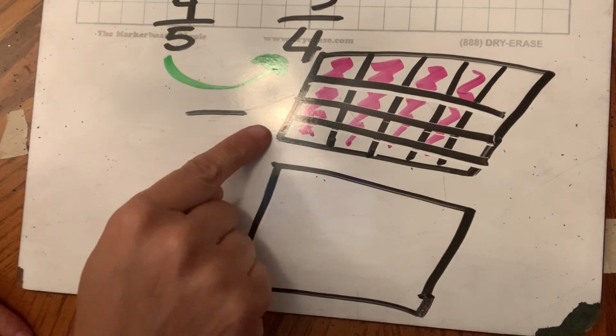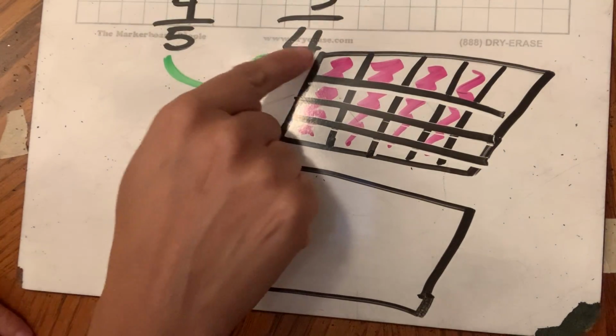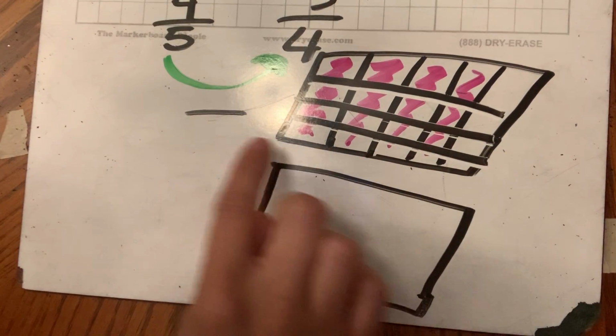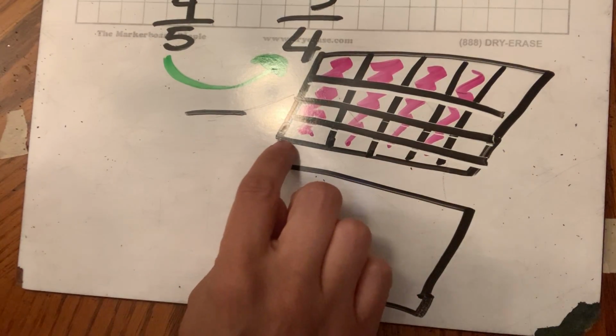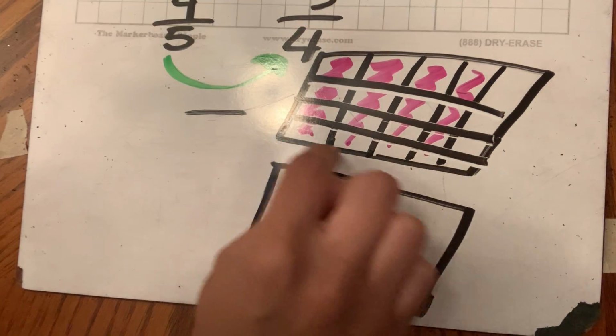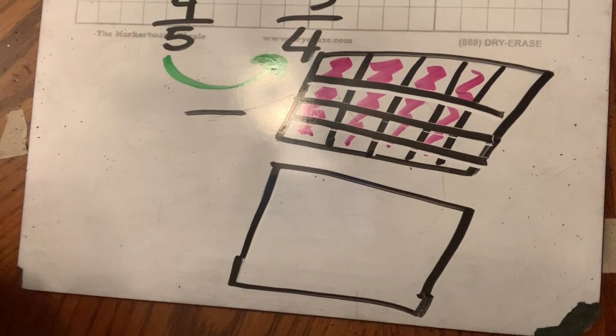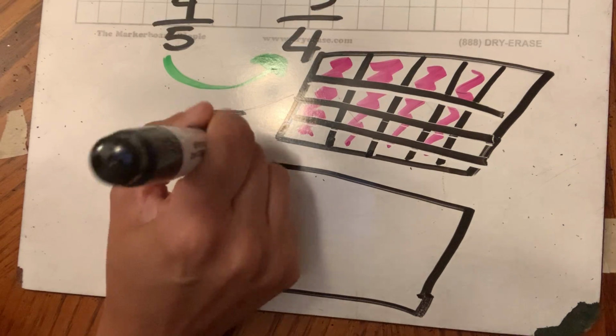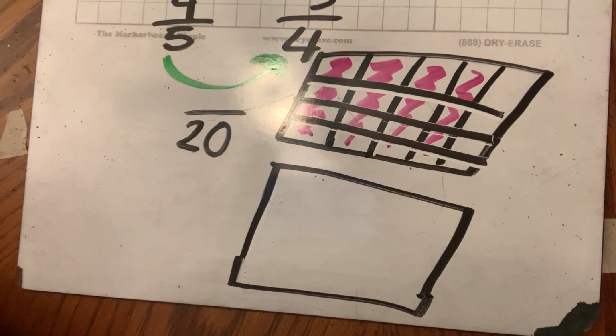Let's see. 1, 2, 3, 4. There's 4 going up and down. Let's see how many are going left to right. 1, 2, 3, 4, 5. What's 4 times 5, boys and girls? 20, right? Good job. Now, out of those 20, how many are shaded now?